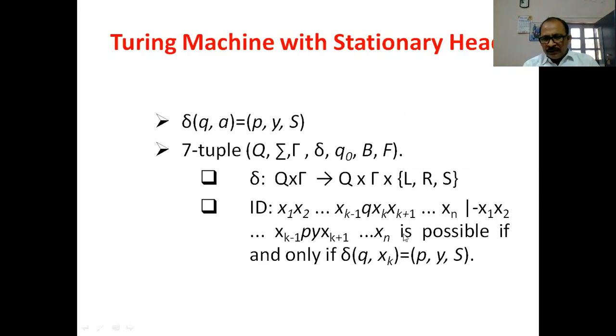So here you can see now xk is replaced by y. The state changes from q to p, and here you can observe that the tape head remains in the same cell. That is, again it is pointing to the symbol y.